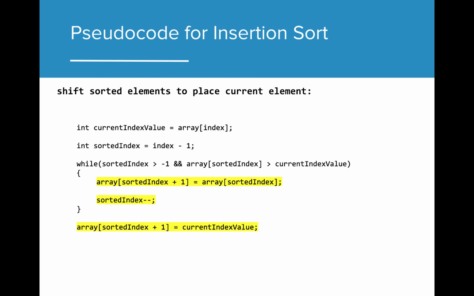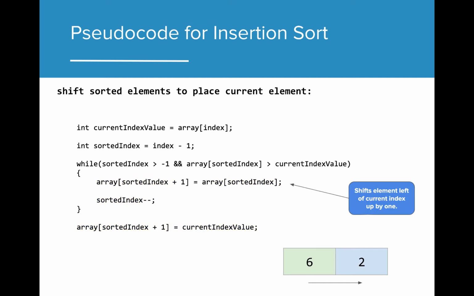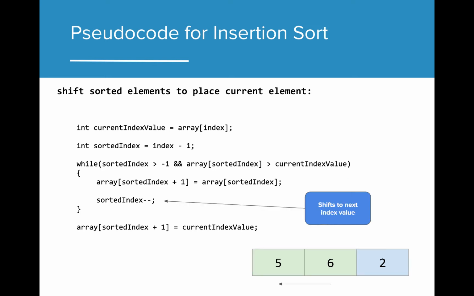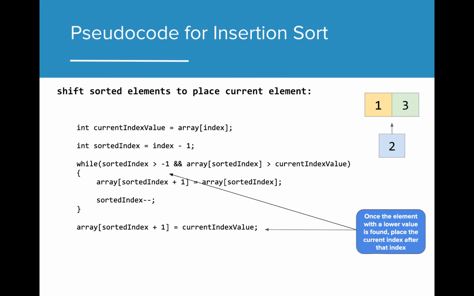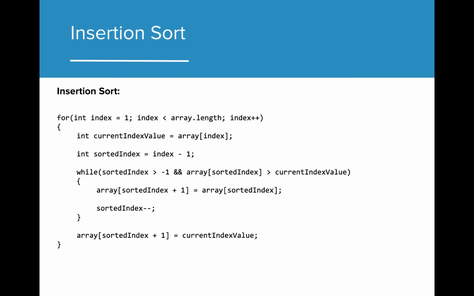We can shift the sorted elements by adding these lines of code. The first line in the while loop shifts each element left of the current index by 1. The second line shifts the index to the next lower index. Then, once the element with the lower value is found, we want to place the current index after the index that we found. The third line reads array[sortedIndex + 1], so as to place the current index, which in this case is 2, after the sorted index, which is 1. Altogether, this is the code that we can write to create an insertion sort.